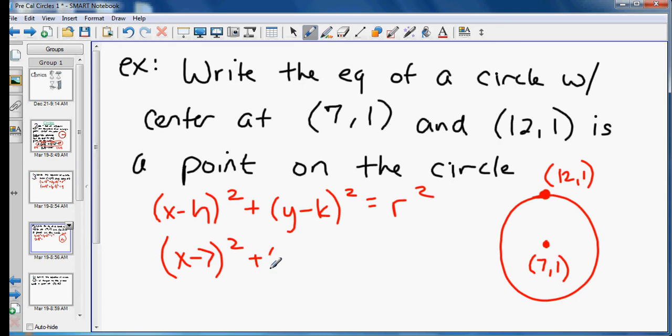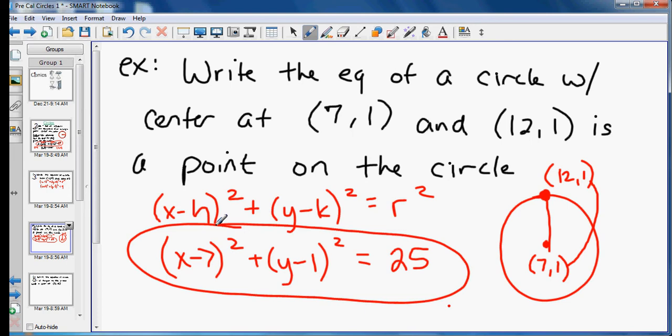But we don't have the radius. We can find it though by finding the distance between these two points. Now this one's pretty simple, because since the 1's are the same, we just need to say, okay, how far is it from 7 to 12? That's a distance of 5, so my radius is 5. I do 5 squared and get 25. Now there will be times, and we'll see this in a minute, where it won't be as simple as the two y values being the same, meaning we can just do 12 minus 7 to get it. There are times we'll have to use the distance formula in order to find it. But here is our equation for this circle that is described.